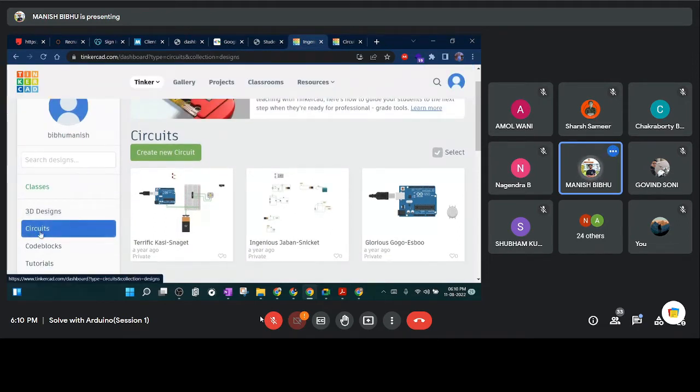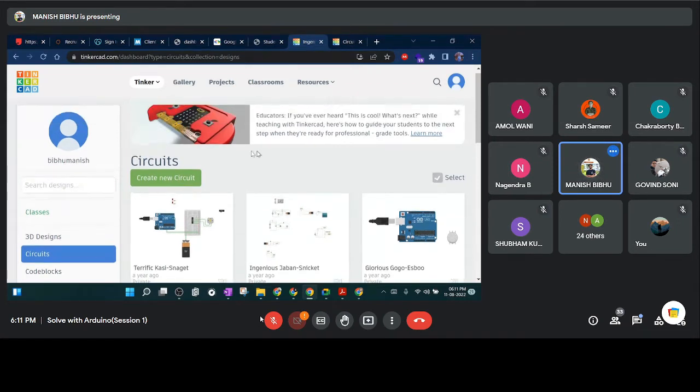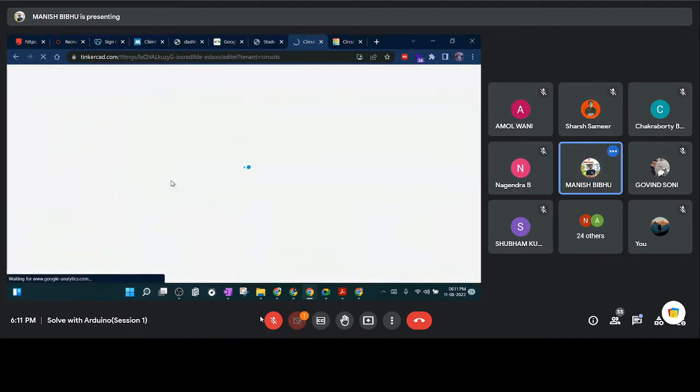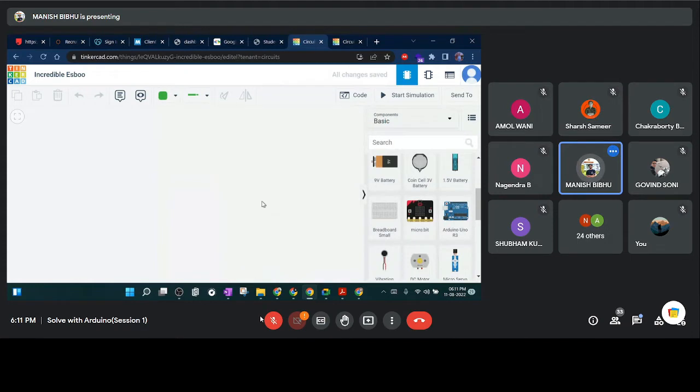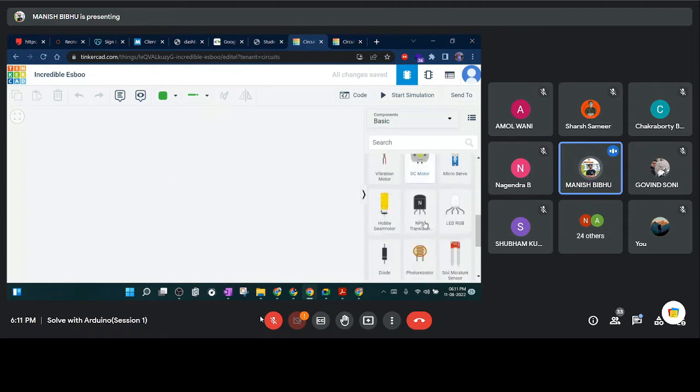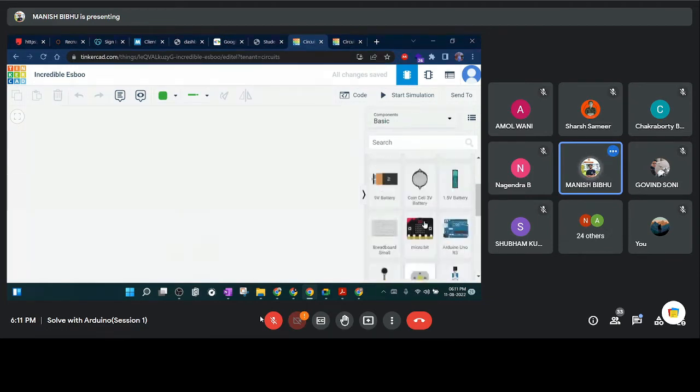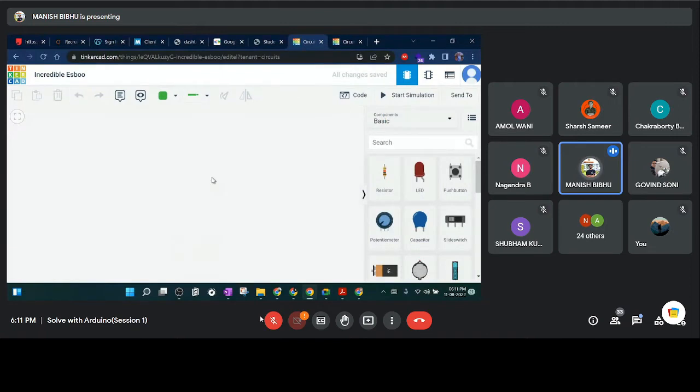Here is an option, Circuits. Click on that option. You can see this window. If you have made any project previously, all of that is shown here. Here we can create a new circuit. This is the main area where we can design the circuit, and all components are there. You can take any component and design the circuit here.